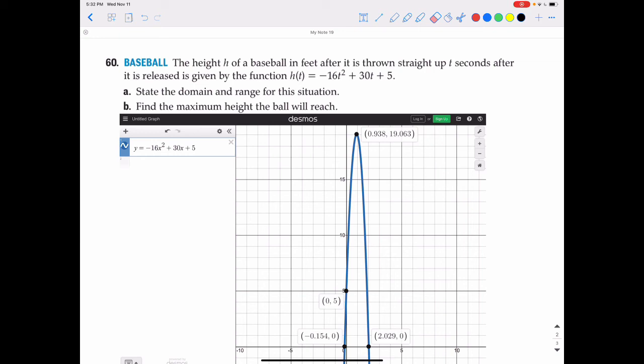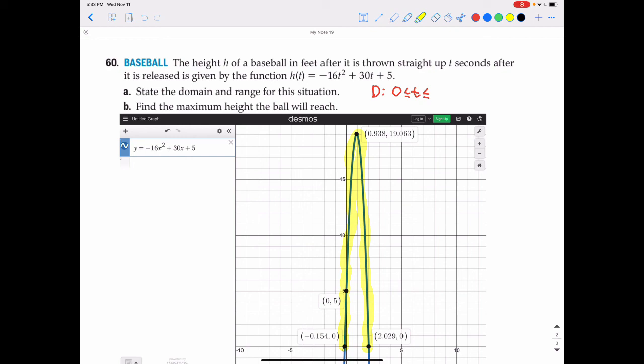So what we have in this situation is that we know it has to start at 0 for the domain. It can't be any less than 0. So the time's got to be greater than or equal to 0. And then what's the maximum time in this situation? So remember what's going on with this ball that's been thrown up in the air. The ball's been thrown straight up in the air, reaches its highest point, and then it comes down and hits the ground. Once it hits the ground, the situation is ended.